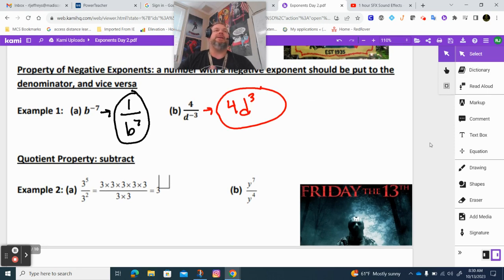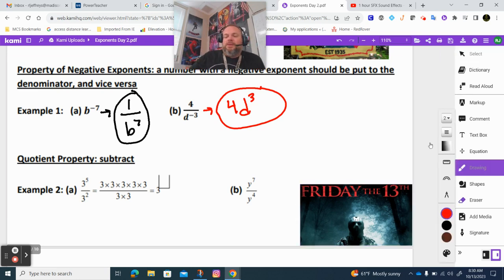Quotient property. All right. So yesterday we had the product property. We had numbers with the same base. We added the exponents. Now we have numbers of the same base that's being divided. So the opposite of multiply is divide. The opposite of add is subtract. Okay, so this is 3 to the 5th over 3 squared.